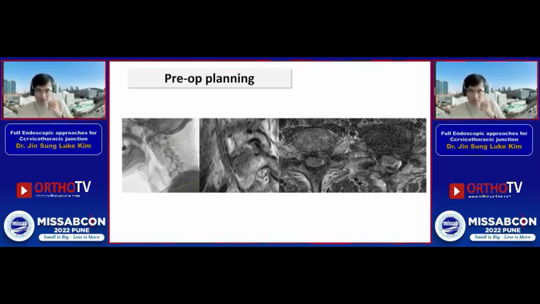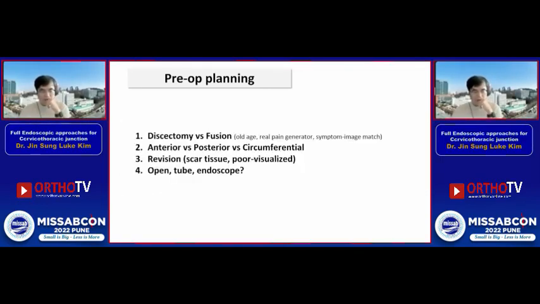So what about the pre-op planning from your side? The patient had a kyphotic posture with underlying real kyphosis. There's obvious foraminal stenosis and disc extrusion. And the patient's age of 84 and high CCI make it a complicated case.